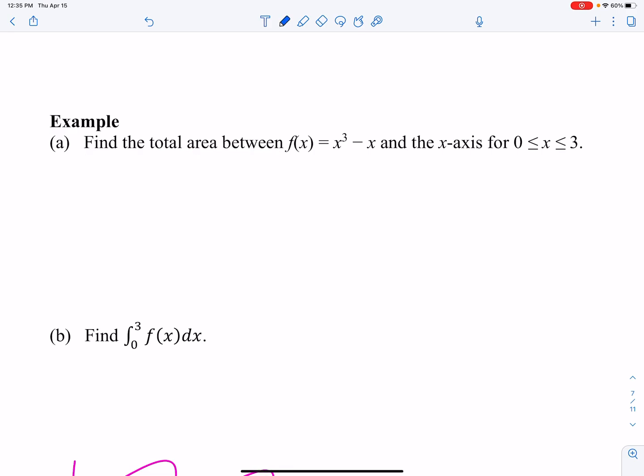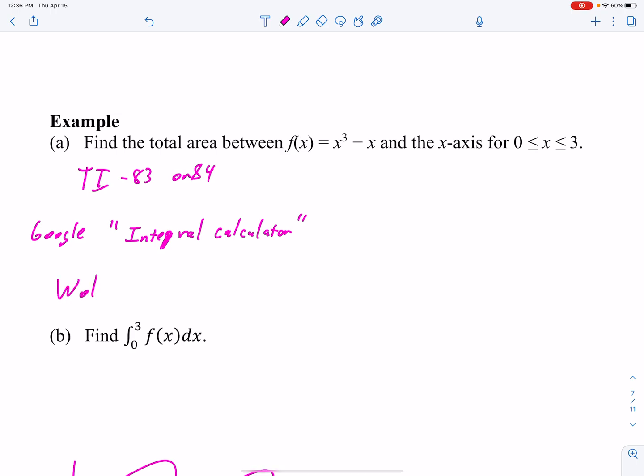Okay, so on your calculators, hopefully you have a TI 83 or 84. If not, that's okay. There are websites and all that. You can just simply Google integral calculator. Right. One of the websites a lot of people use is Wolfram Alpha dot com. Either way, you do it.